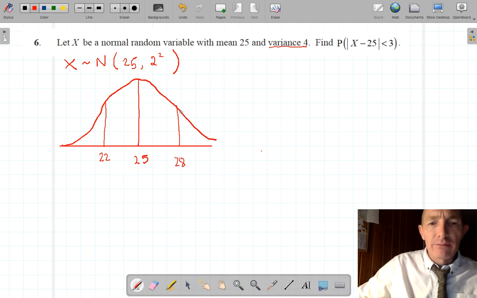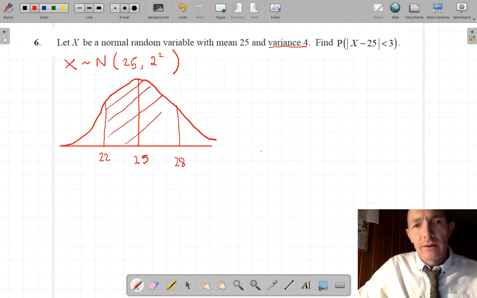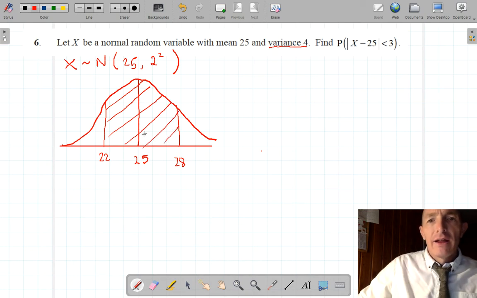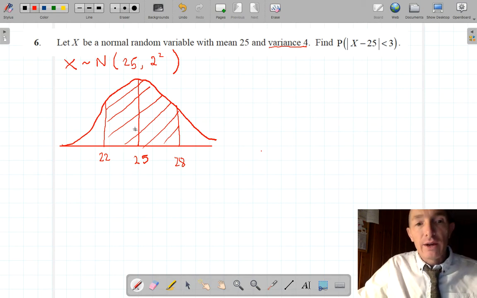And I'm going to shade the probability that I want to find. Now I want it to be less than 3, which means it's always got to be less than 3 away from here. So all of this is shaded. And that's what I actually want to find out. Now, the actual calculation I'm going to do on the calculator, but the reason I'm encouraging you to do all of that is because that's what will give you marks if you make a mistake with the calculator.